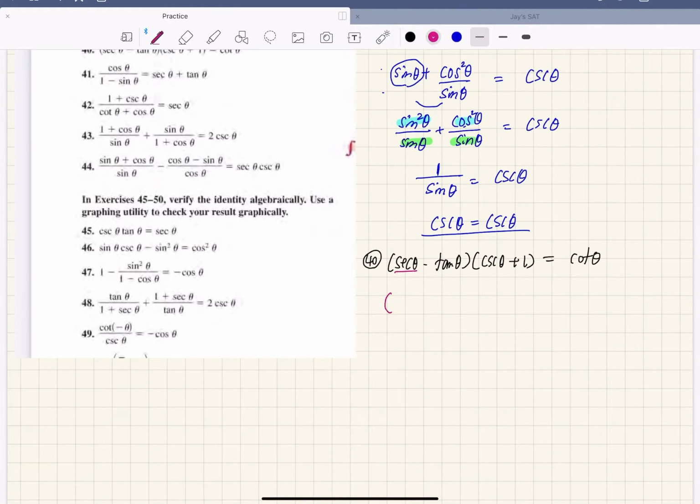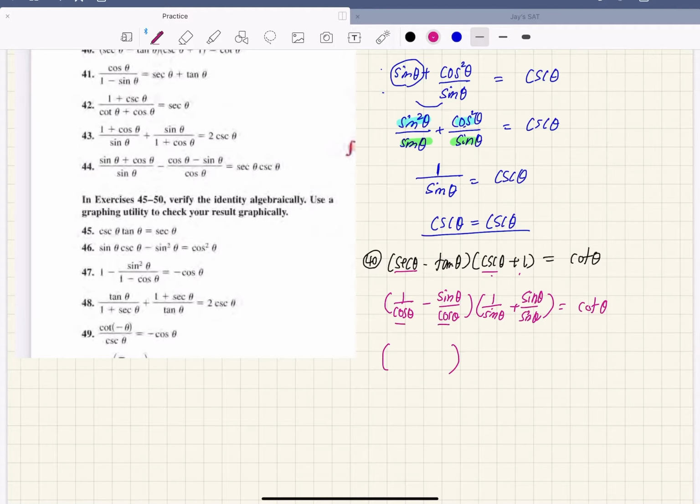Secant theta is 1 over cosine. Tangent is sine over cosine based on the quotient identity. Cosecant is 1 over sine. 1 is like sine over sine, because we need a common denominator to add these two. Right side is cotangent theta.